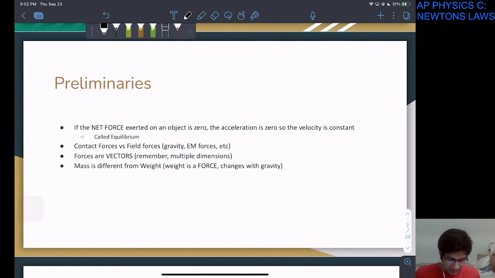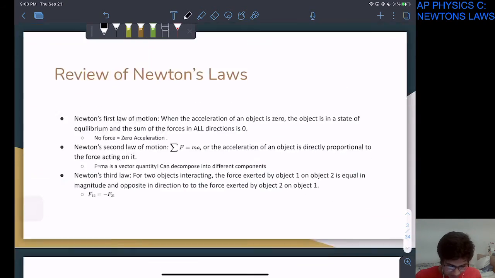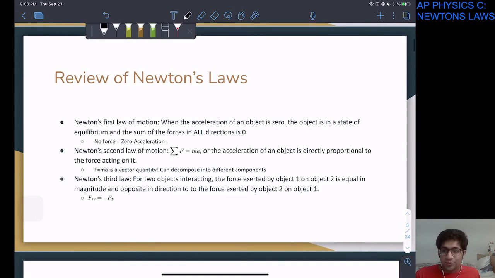And another thing is that mass is different from weight. So weight is a force and it changes with gravity. So remember that the weight, which is a force due to gravity, is equal to mg. It's equal to mass times your gravitational acceleration constant. Cool. Alright, so just some review of Newton's laws.